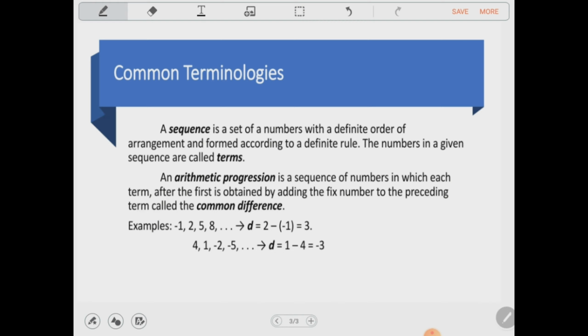For example, we have -1, 2, 5, and 8. So to get the common difference, we just have to subtract a succeeding term minus the previous term. When you subtract 2 minus -1, the answer is equals to 3. Another example here is the sequence 4, 1, -2, and -5. As you can see, the sequence is descending. To give you an idea that the common difference will be a negative number. So just pick two consecutive numbers. So let's have 1 minus 4 is equals to -3.